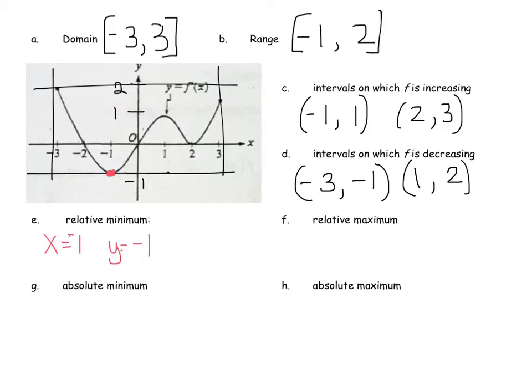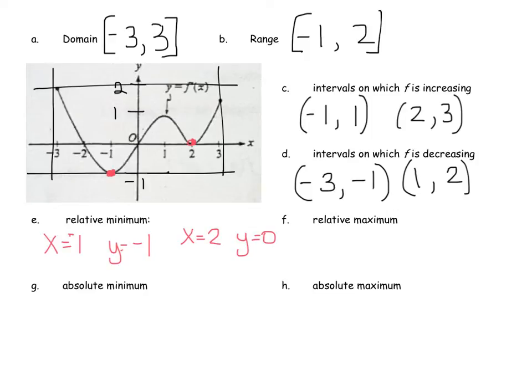That's not the only relative minimum though. There's a second one over here. That's the lowest point in its area. It's between the decreasing interval and the increasing interval. So there's another relative minimum at x equals 2. When x equals 2, y equals 0.